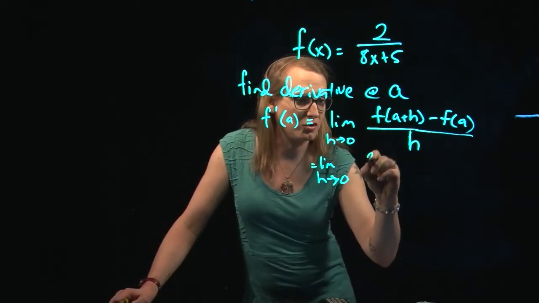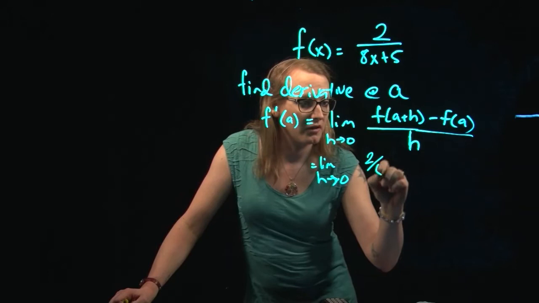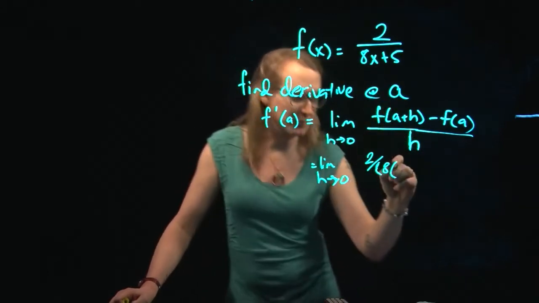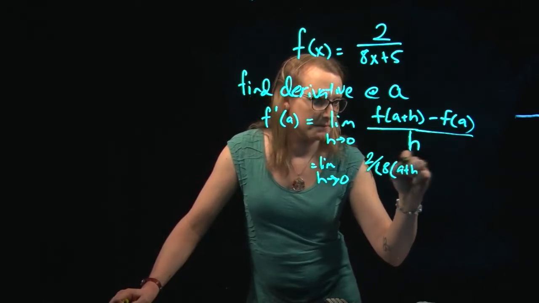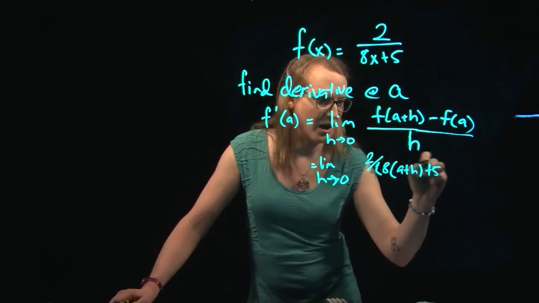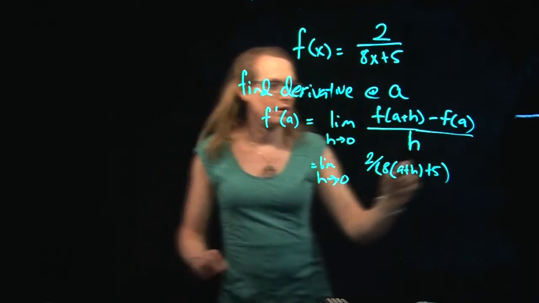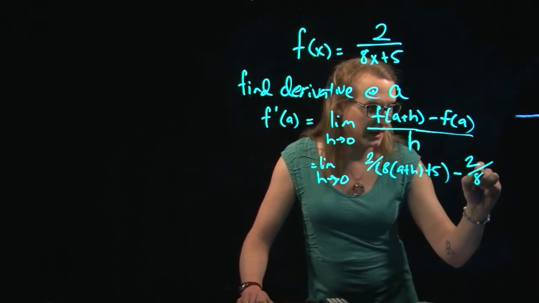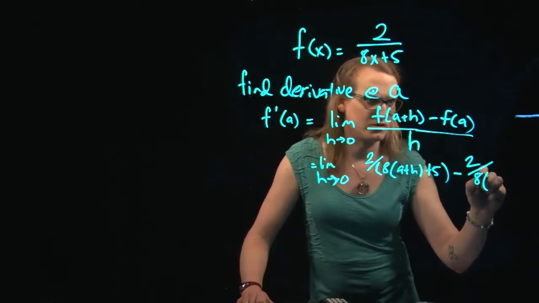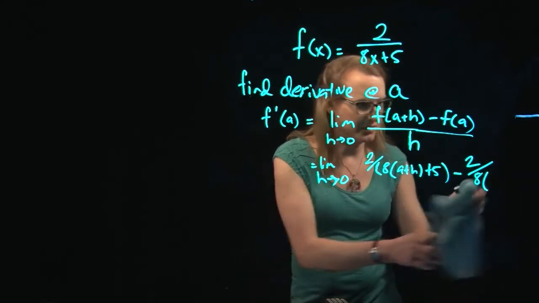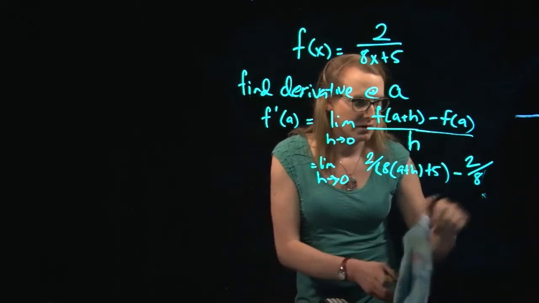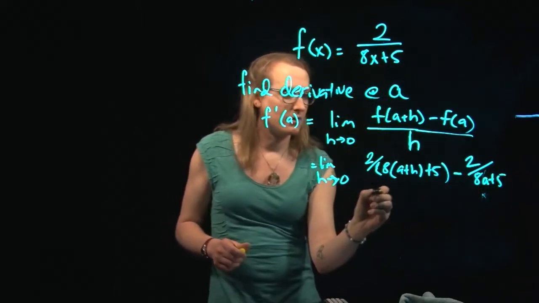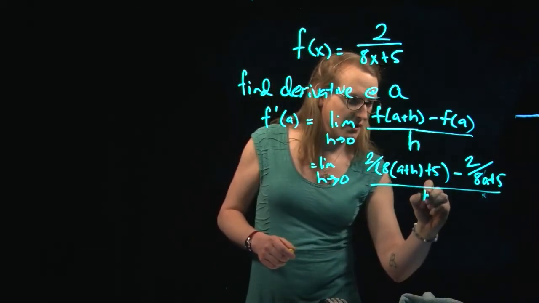Okay. So this whole thing is equal to the limit as h approaches 0 of f, which is 2 over the quantity 8, and now in place of x, I have a plus h, plus 5, minus 2 over 8a plus 5, divided by h. Oh, I don't need parentheses there.